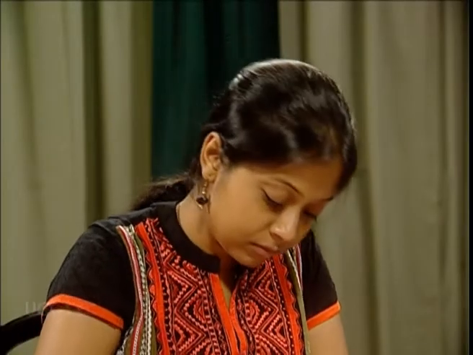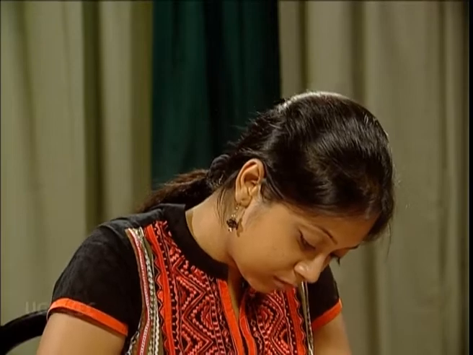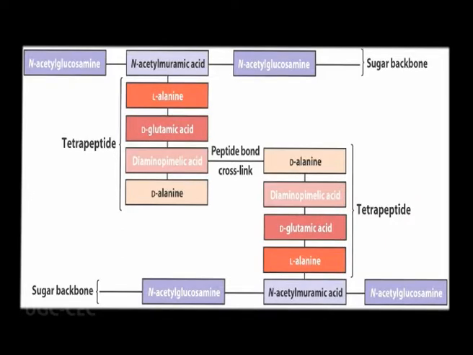Stage 1 takes place in the cytoplasm, wherein the polymerization of the carbohydrate moieties takes place. The polymer of carbohydrates is made up of N-acetyl-glucosamine and N-acetyl-muramic acid. And this N-acetyl-muramic acid is then attached further with 4 amino acids. This joining part is considered as stage 1 of biosynthesis of peptidoglycan.